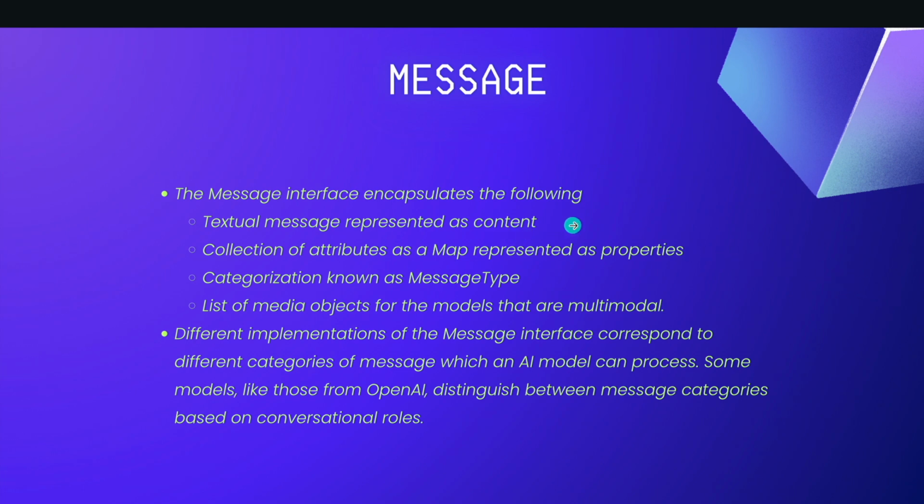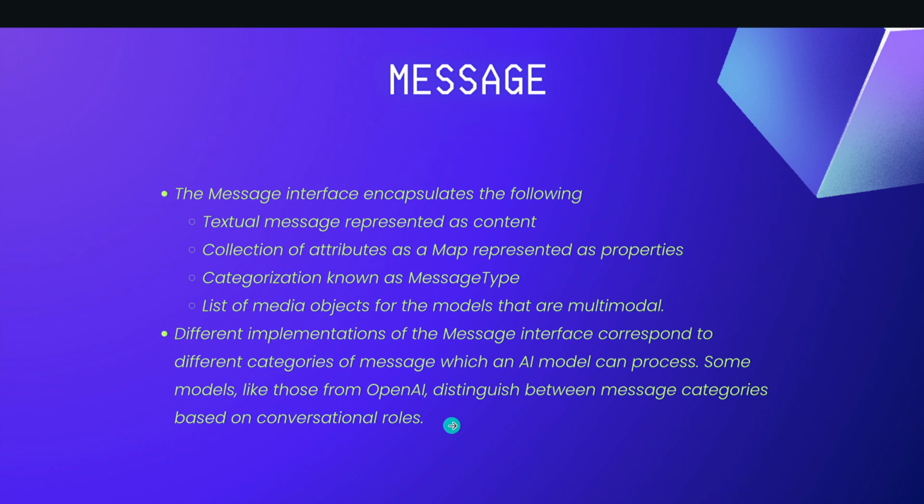The first is the textual message represented as content, then the collection of attributes which is represented as a map, and then we have categorization which is known as the message type. Essentially it's an enum, and after that we have a list of media objects, and this is for the models which are multimodal, as in they support any other form of communication as well, for example images, audio, etc. The different implementations of the message interface correspond to different categories of messages which an AI model can process.